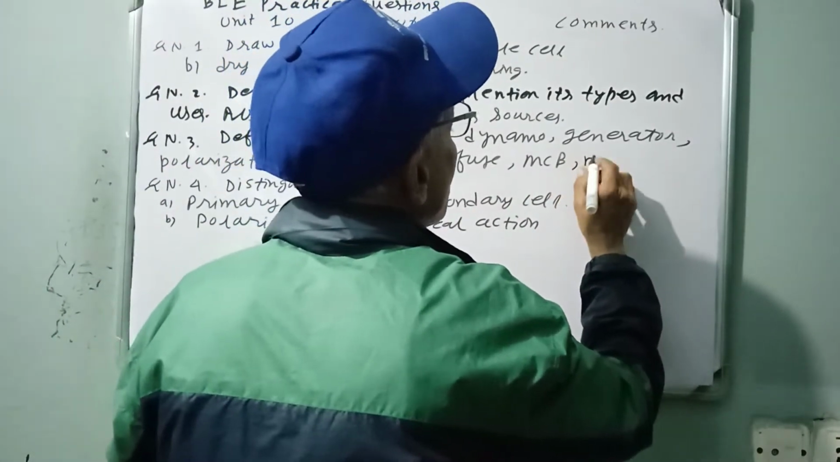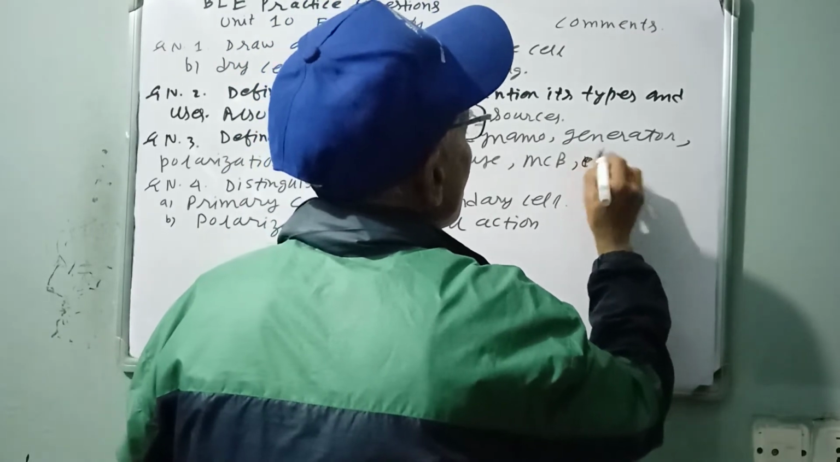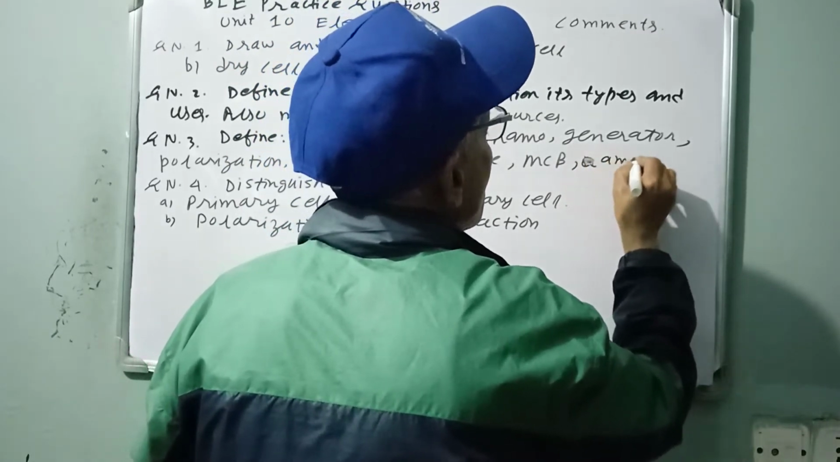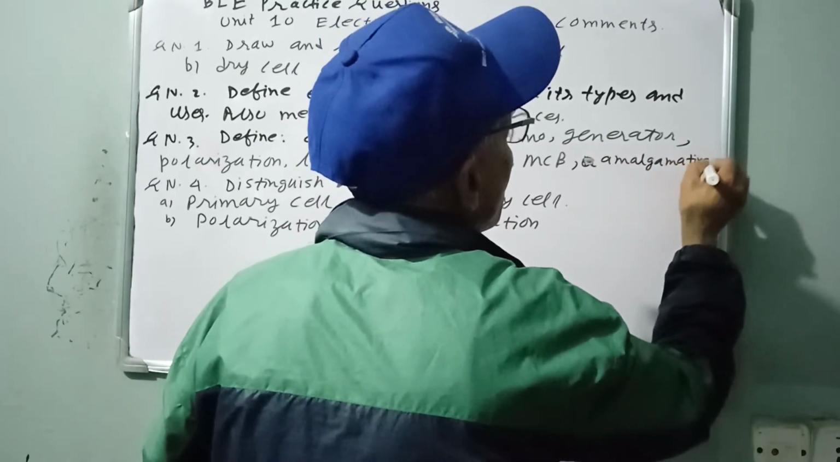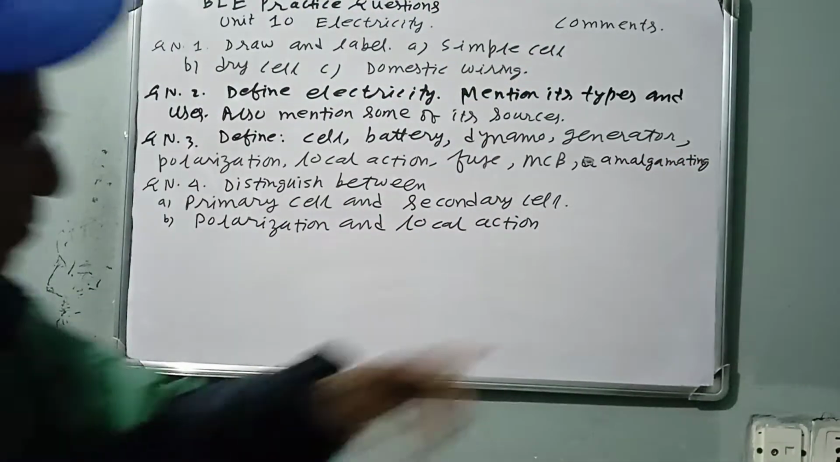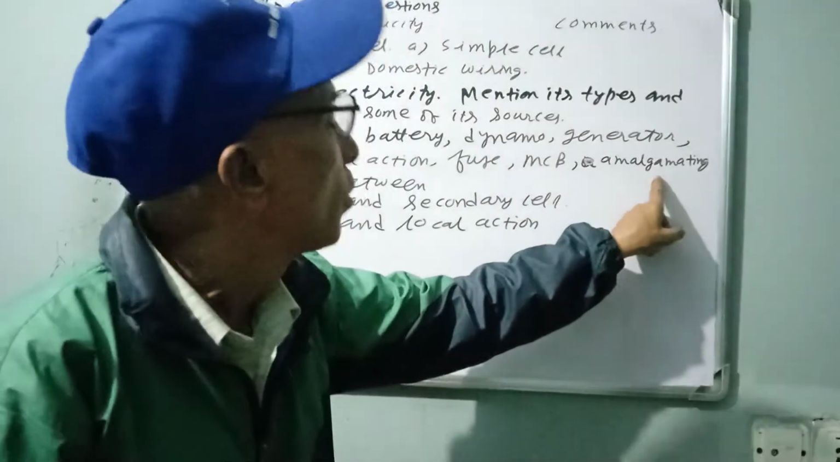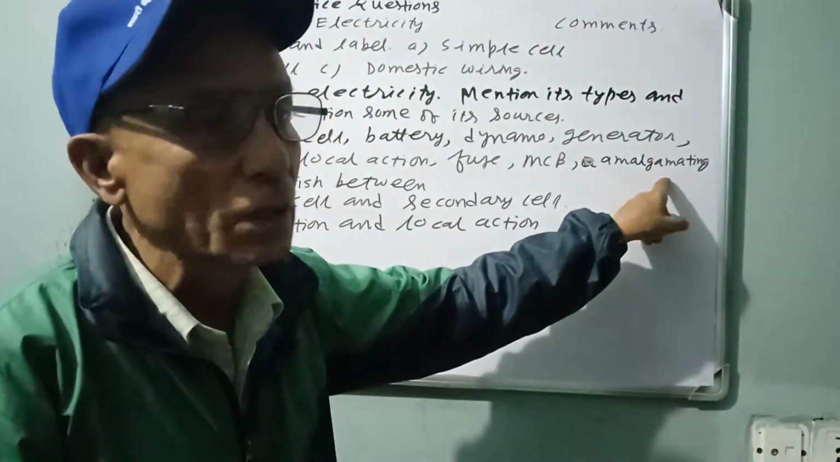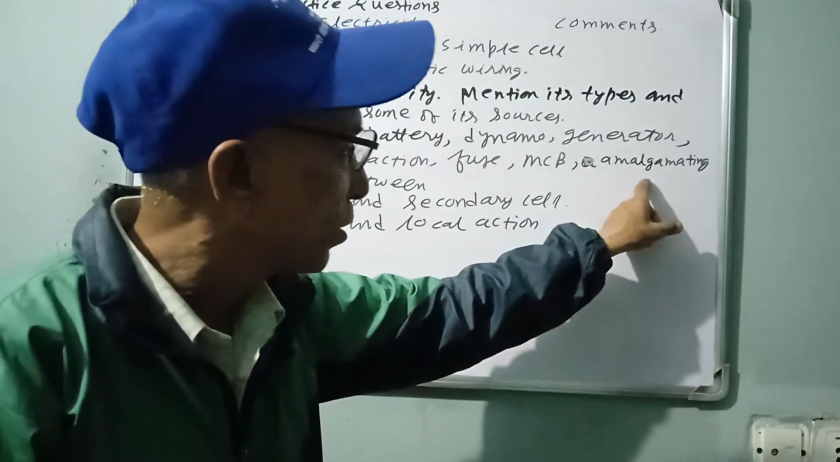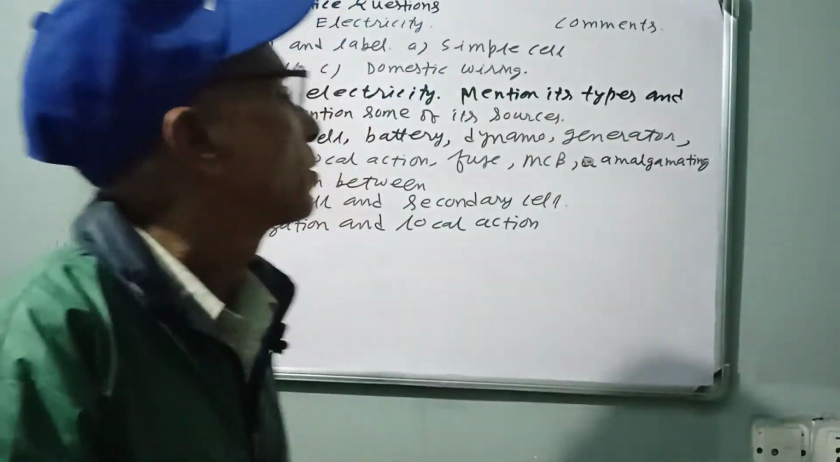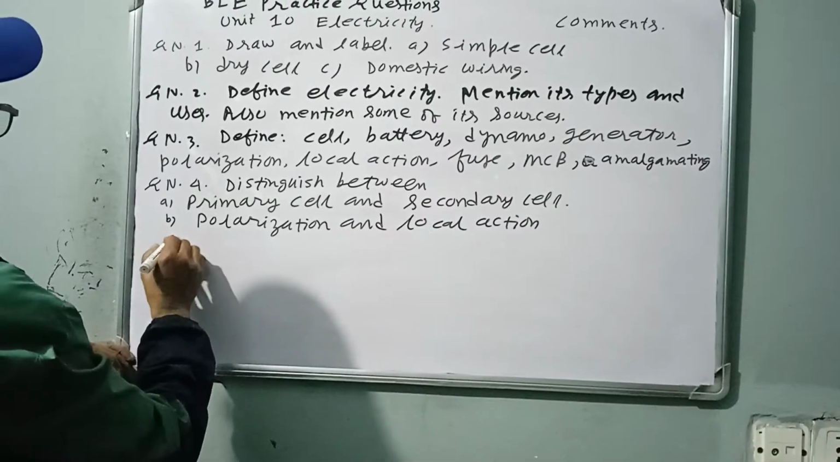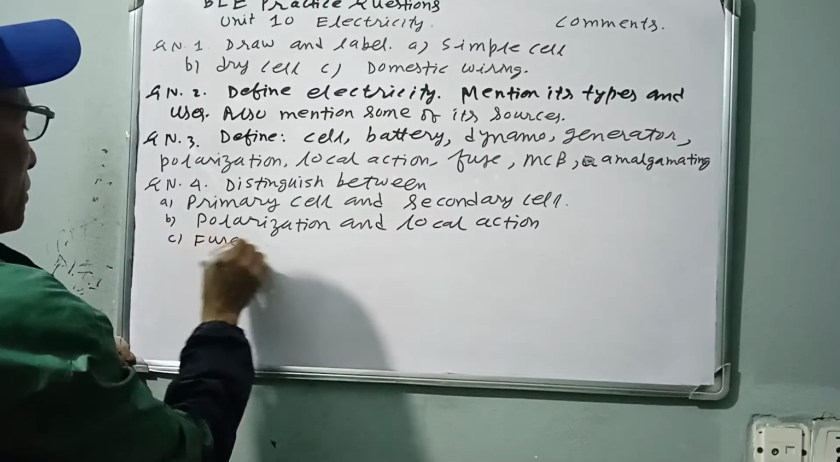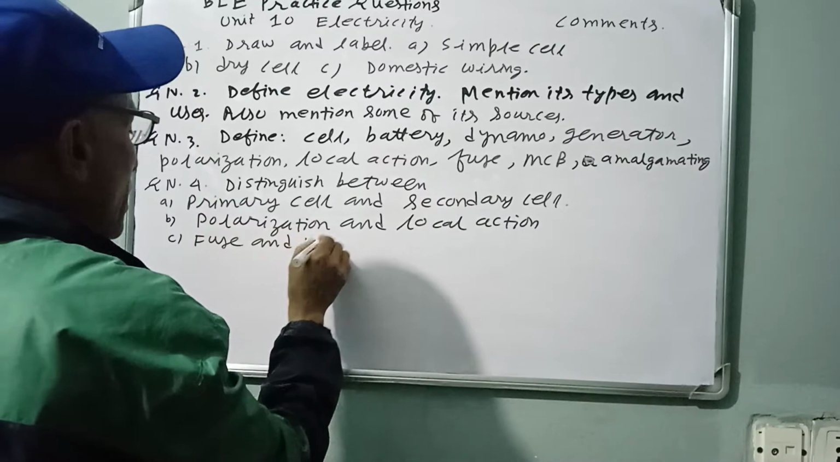Okay. This method is not in class 8, but I have written it: amalgamating means coating anything with the help of mercury. Polarization and local action. Another, fuse and MCB.